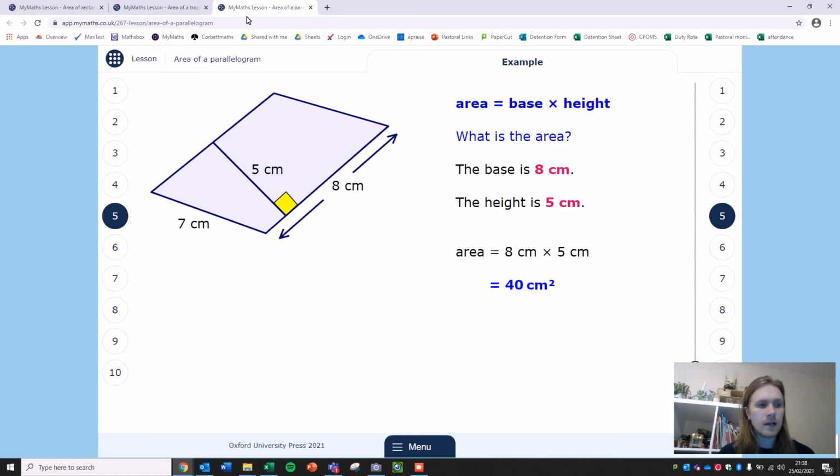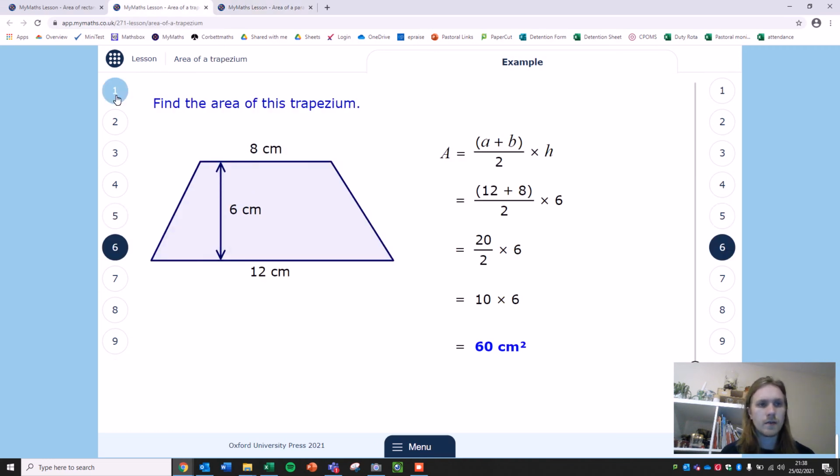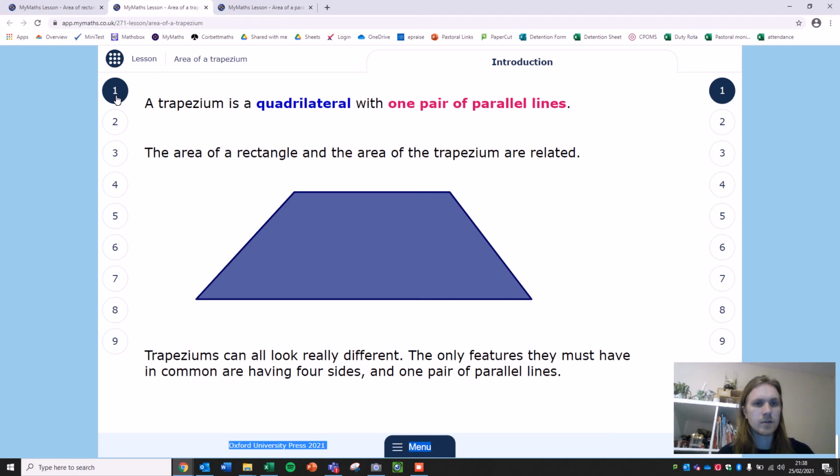Okay, the last quadrilateral we're going to look at today is trapezia. Well, you could say trapeziums, but technically it's supposed to be trapezia. A trapezium is a quadrilateral with one pair of parallel lines. And again, it's related to the area of a rectangle. Trapezia can look really different. We often draw them like this, but obviously it could be rotated, it could be skinny, it could be wide. There are lots of different ways trapezia can look, but instead of having two pairs of parallel lines like the ones we looked at so far, it's just got that one pair of parallel lines.